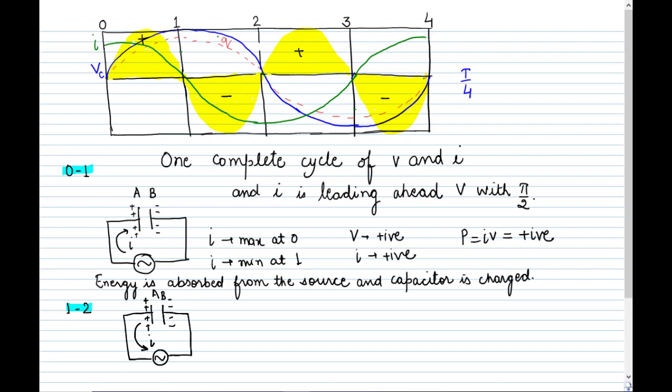Voltage gets from maximum positive to 0, but it is positive. The voltage has not changed the direction. So we can say that at point 1, I is minimum, meaning 0, and I is negative at 2. That means the current has reversed the direction. So the capacitor will discharge.